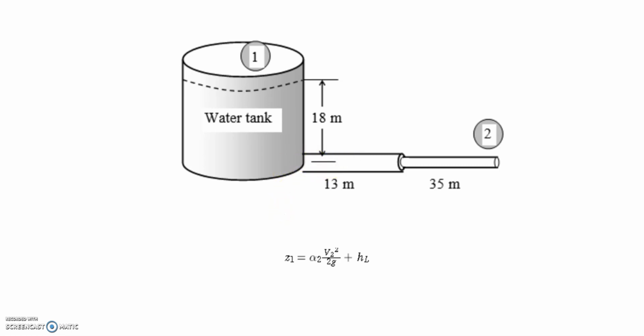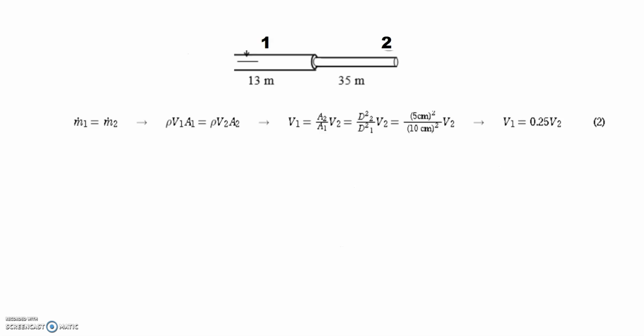Now, if we input the values of all the known variables in this equation, we get 18 equals V2 squared by 2G plus HL. Let's consider this to be our equation number 1. Now, let's look at the two pipe systems. The first pipe, which is 30 meters long, and the second, which is 35. Let's call this pipe Pipe 1, and the second one Pipe 2.